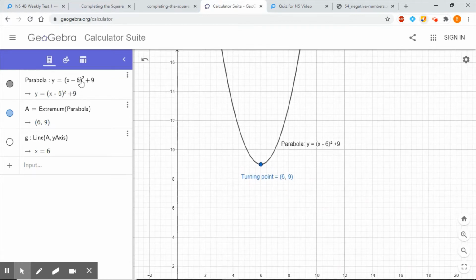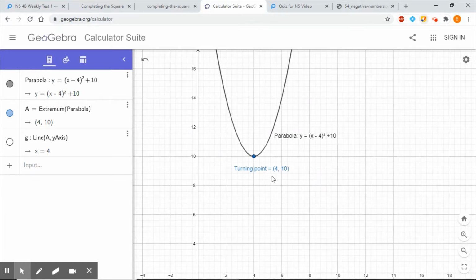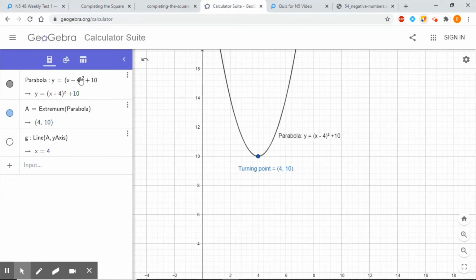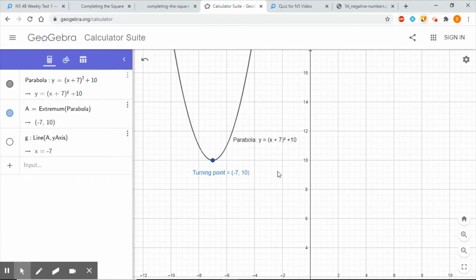Okay, let's play around with it. Let's change it. If I make that (x minus 4) squared plus 10, see how it shifts. That shifts the turning point to (4, 10). x minus 4 gives 4, plus 10 gives 10. Now be careful here, because we need to think about what happens when we add instead of take. So let's do x plus 7. Here we've got the parabola (x plus 7) squared plus 10. Notice that the turning point is at negative 7.